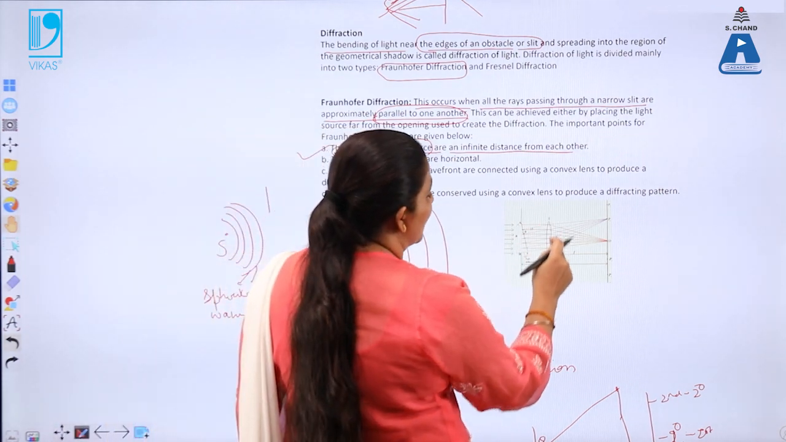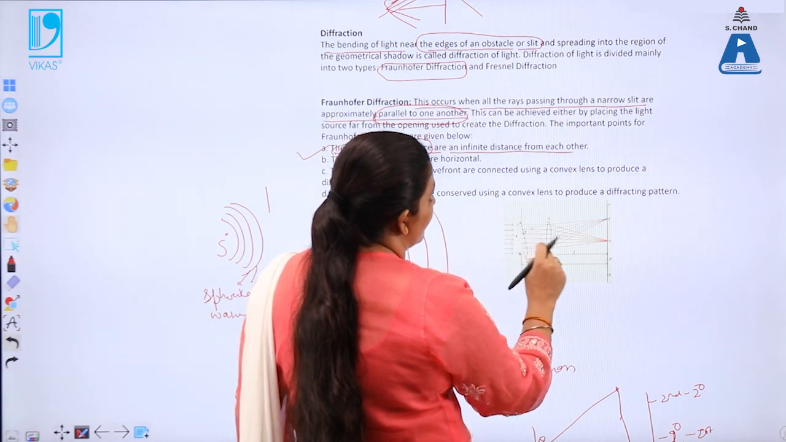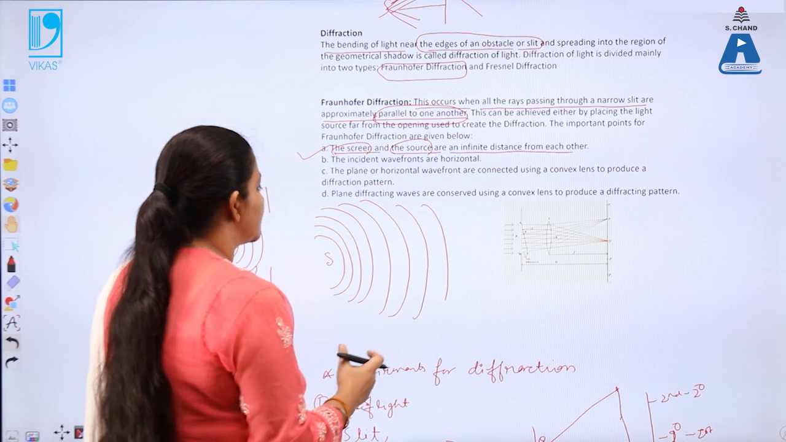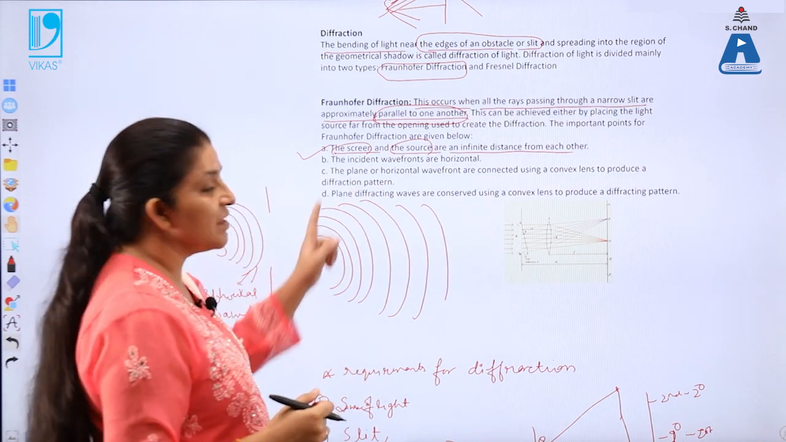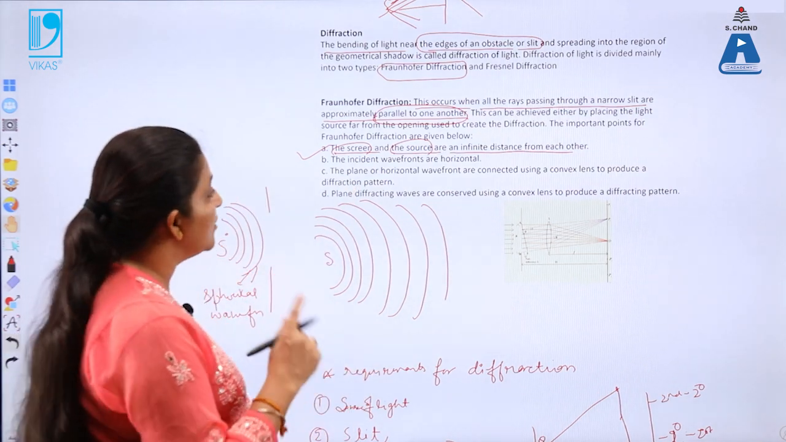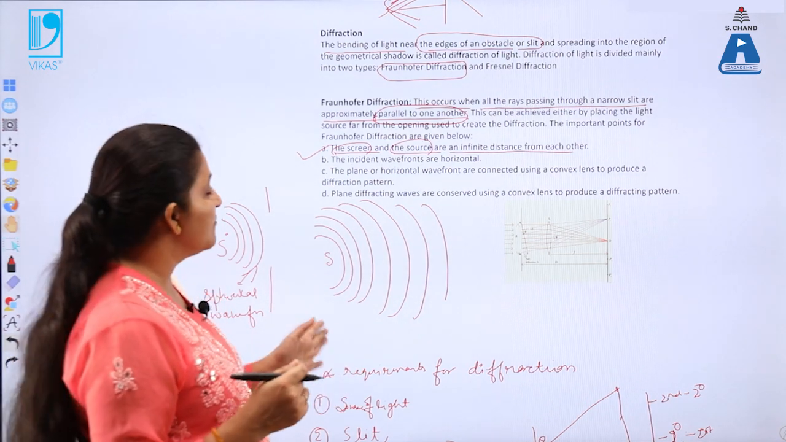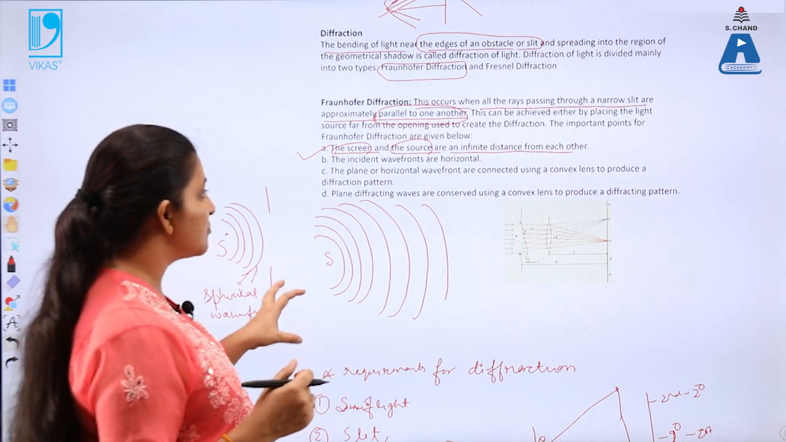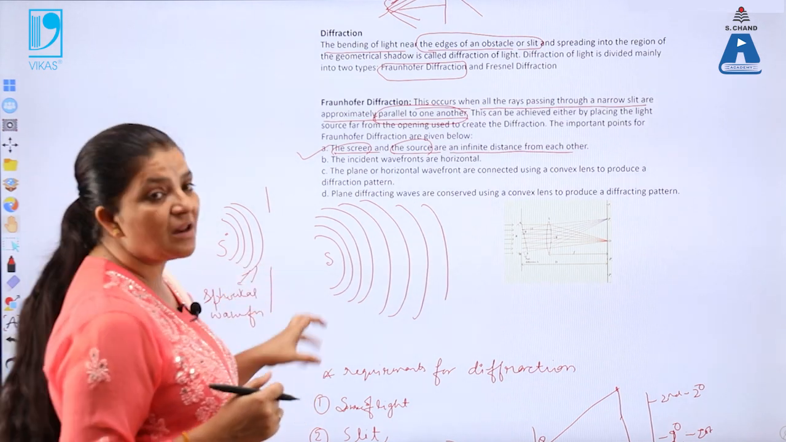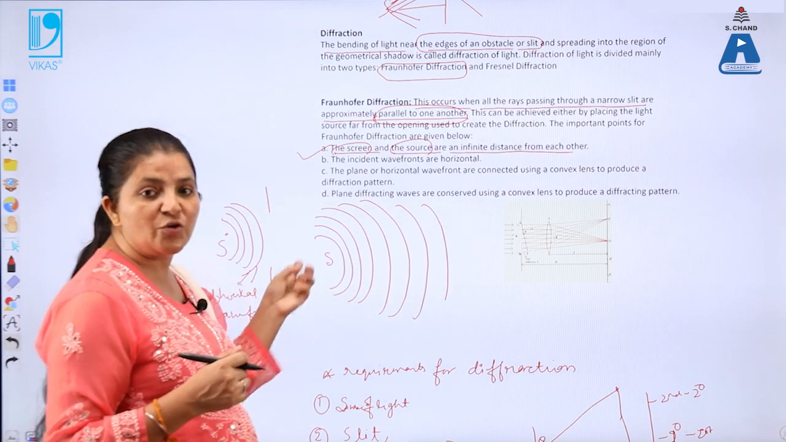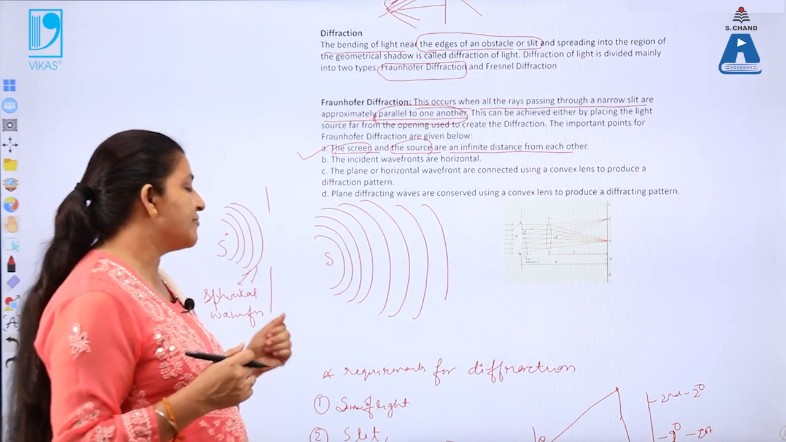So when the lens is placed over here, that can be converted into the plane wavefronts. The distance between the screen and the source is taken in order to make the parallel wavefronts. The parallel wavefronts can be obtained because point sources are easily available to us. From the point sources we get spherical wavefronts.